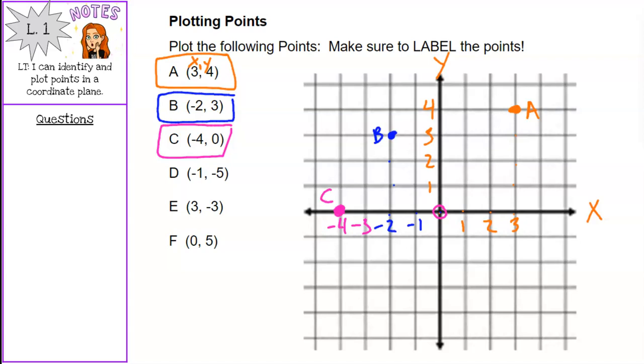On your paper right now, I'd like you to try plotting point D, E, and F, and then I will show you where they are, and you can make sure you did them correctly. So point D is (-1, -5), which means you're going to go left 1 to -1 on your x-axis, and then -5 for y means we're going to go down 5. It'll be right there for point D.